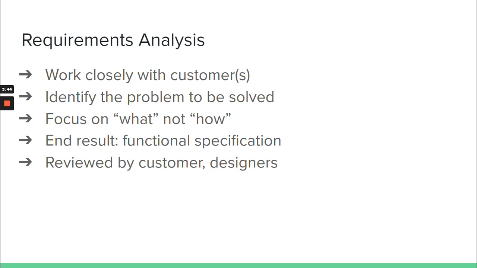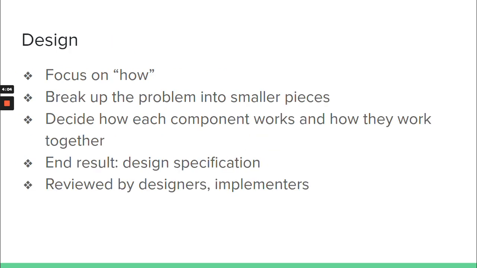At this point, you write what's called a functional specification that is reviewed by both the customer and the designers to make sure that everything's been captured in there, so the designers don't keep coming back to the customer saying, what did you mean by this? And then it moves on to the next phase, the design phase.